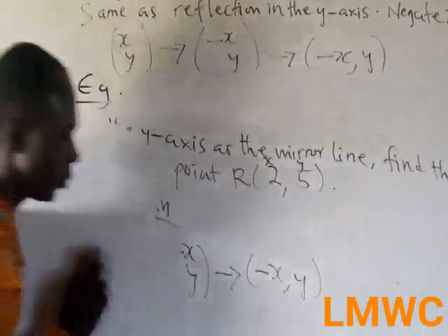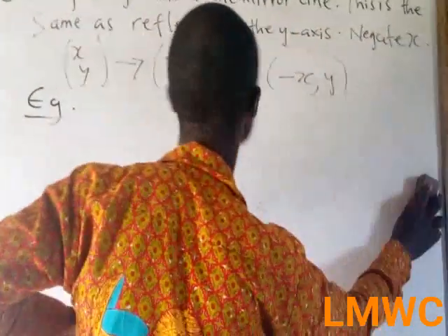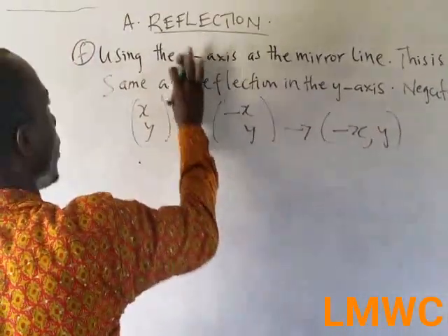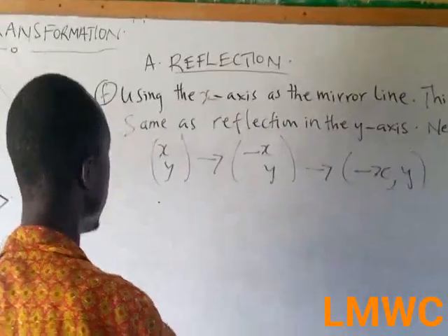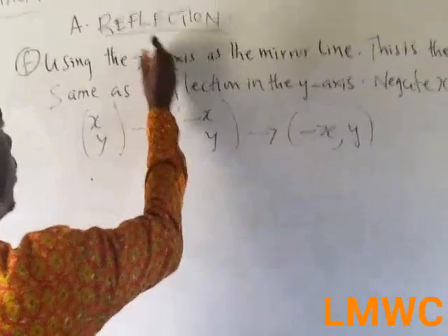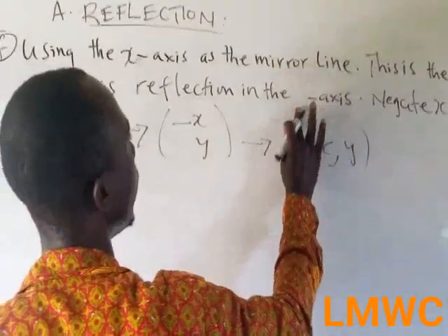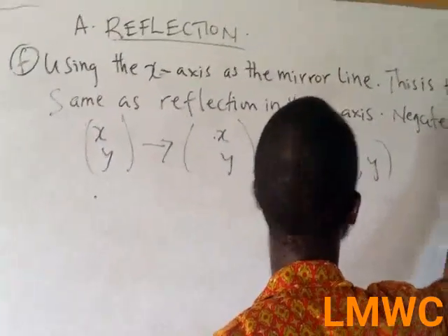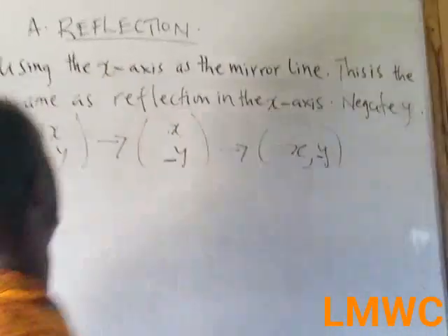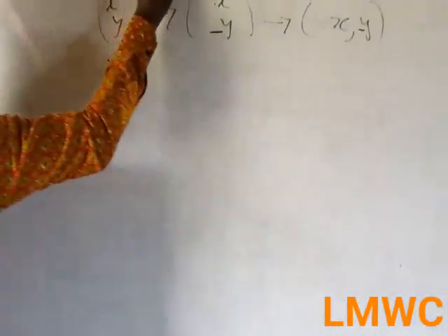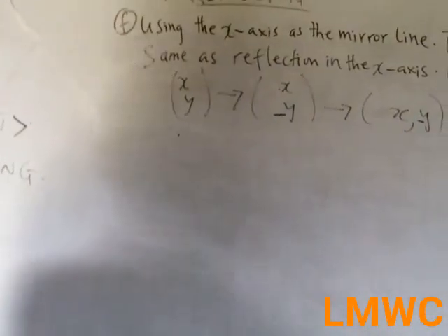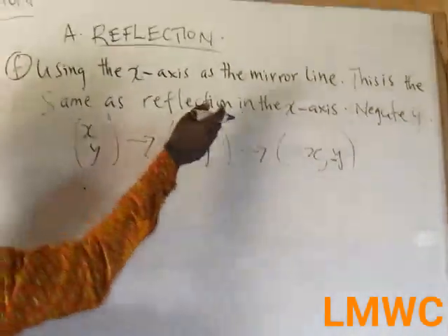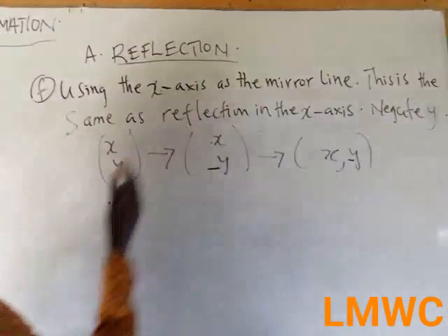Again, we have the next one as using the x-axis as the mirror line. So I just change it. Using the x-axis as the mirror line, this is the same as reflection in the x-axis. So I'll be changing the formulas. You negate y. If you are given using the x-axis as the mirror line, this is the same as reflection in the x-axis. And reflection in the x-axis, you negate y. So (x, y) maps to (x, -y).